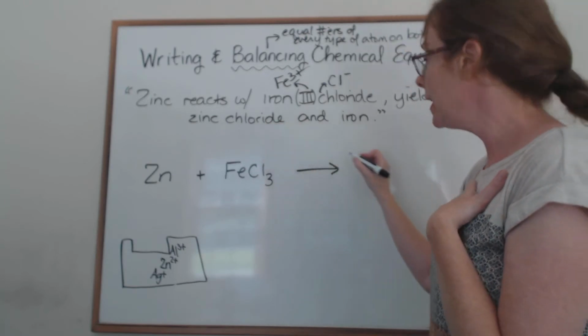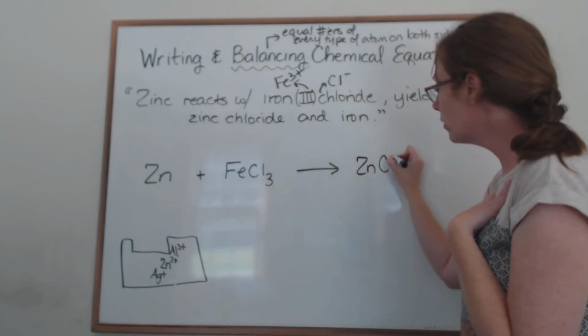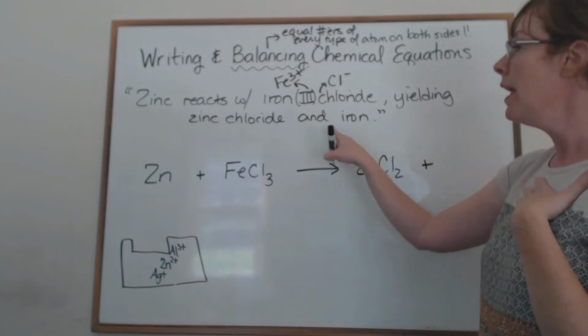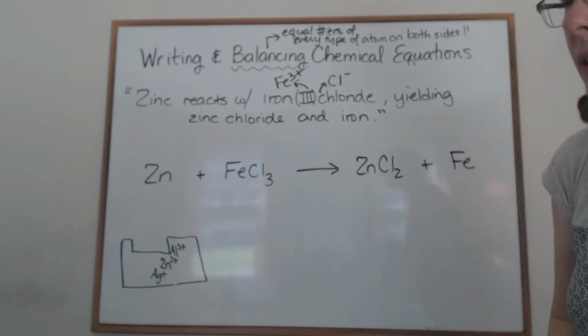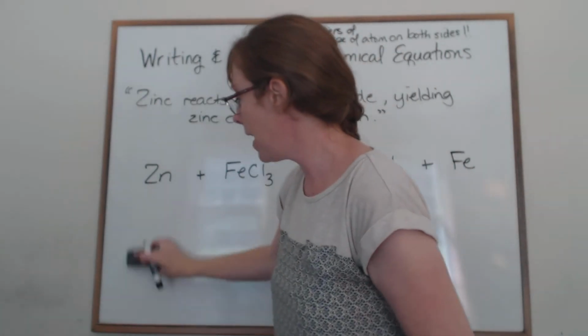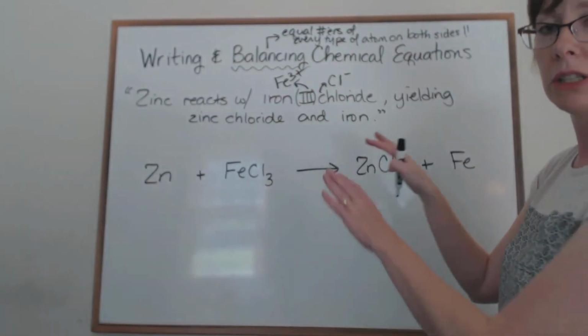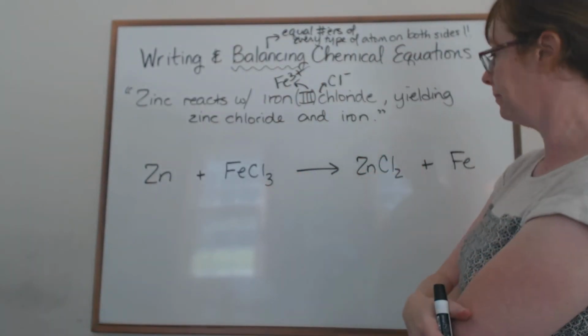He's a 1 minus, which means that the formula for zinc chloride would be this, and iron. So that's just the element iron. So let's go ahead and balance him out. Like I said, you got your species on there, balance them out.